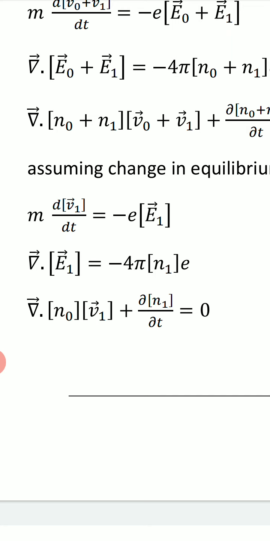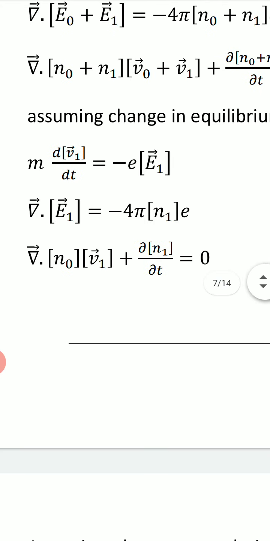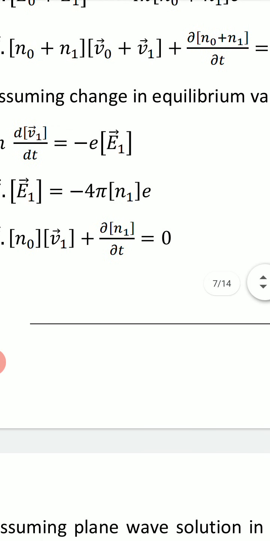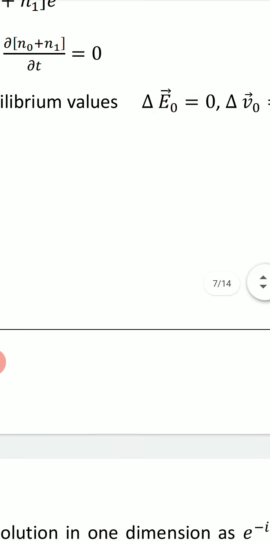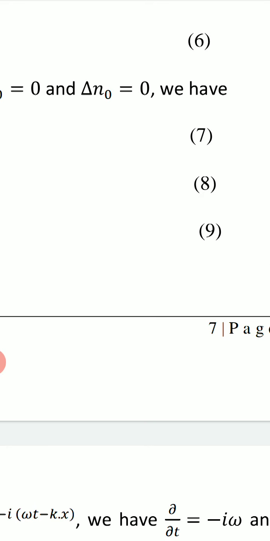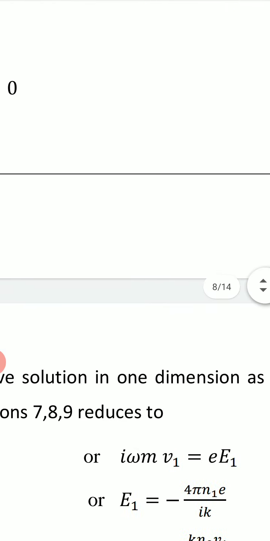So, out of these four quantities, we neglect three, and the remaining quantity in the first term of this third equation is n0 v1. Then we have del dot n0 v1 plus delta upon delta t n1 equal to 0. We write these three equations as equations 7, 8 and 9.